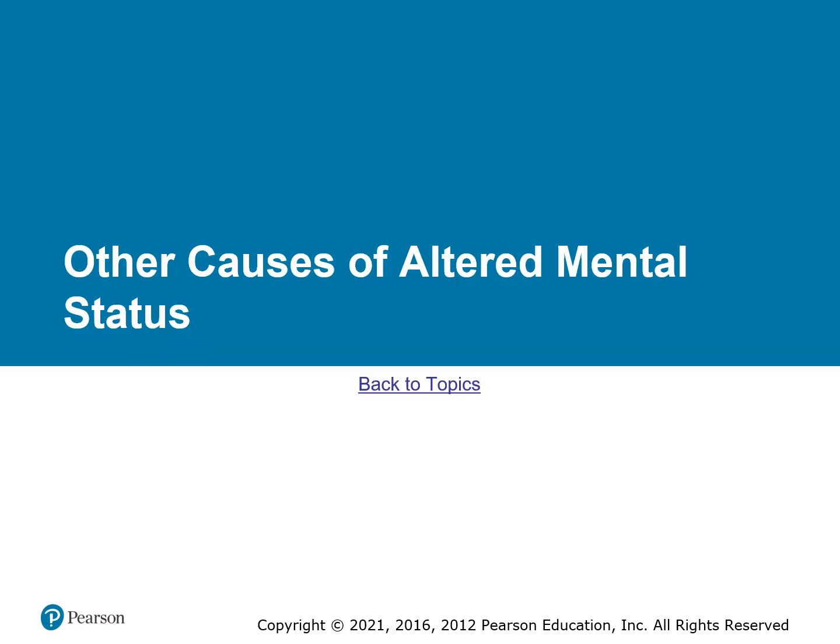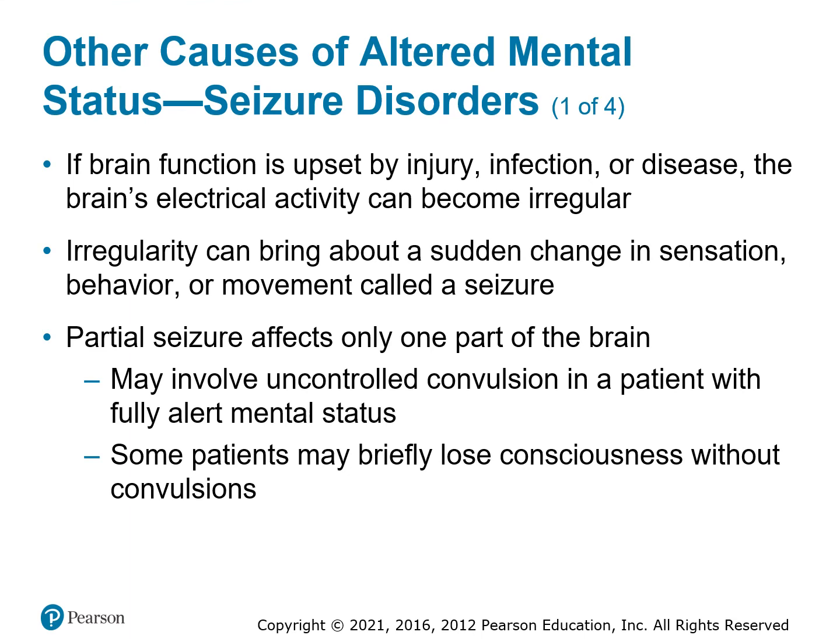Other causes of altered level of consciousness could be seizures, could be stroke, could be drugs or toxins, poisons. Many different things cause altered levels of consciousness. Seizures result from a disorganized firing of neurons in the brain. A seizure is not a disease in itself, but rather a sign of an underlying defect, injury, or disease.